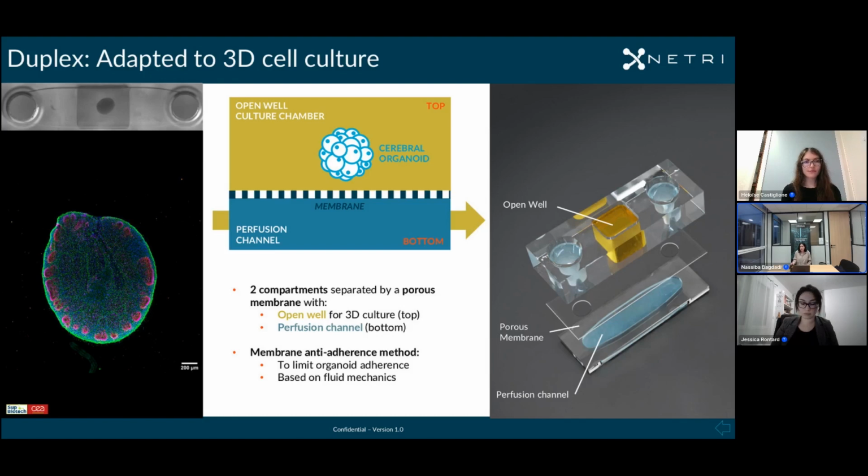It is separated from the bottom perfusion channel by a membrane that is porous. And so in the perfusion chamber, you can test different drugs, but of course you can also test drugs directly in the open well. And you can also create a vascular system underneath your organoid by culturing, for example, endothelial cells.